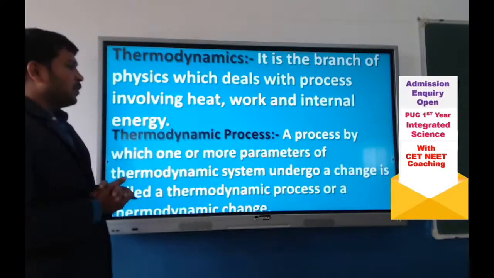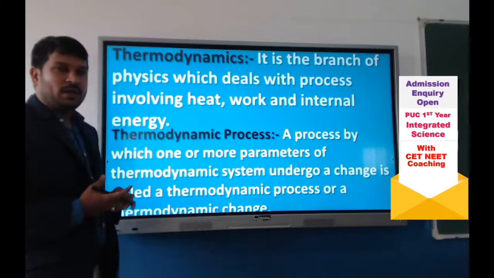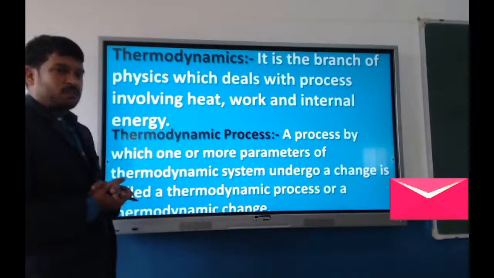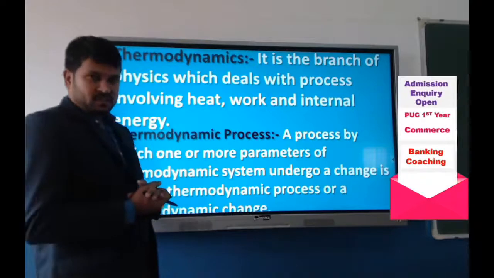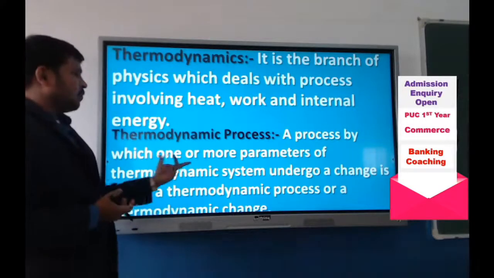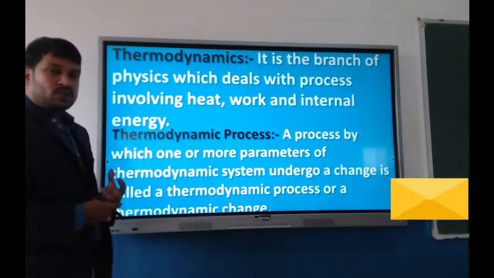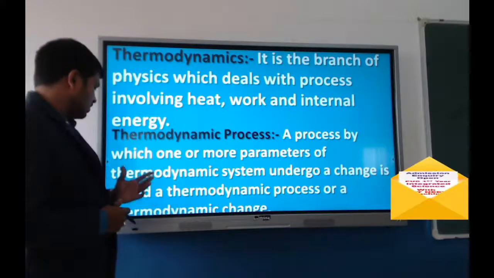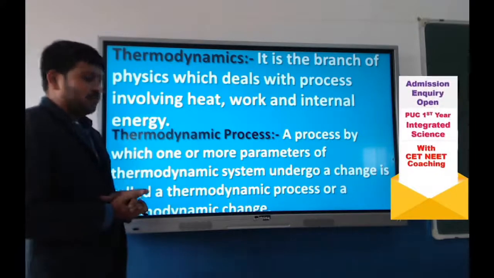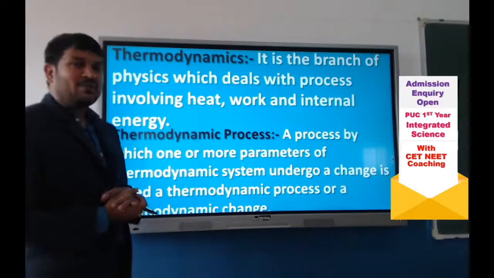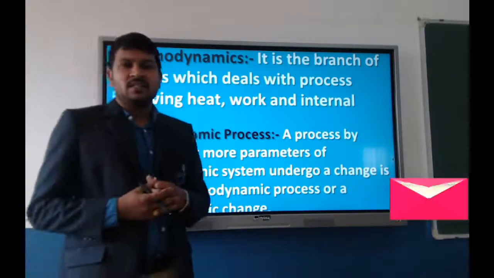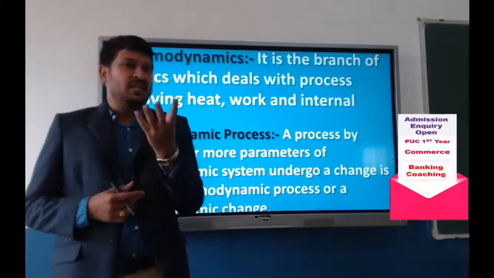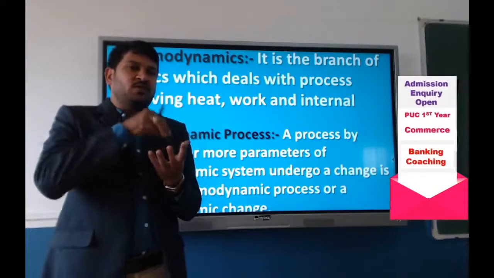Next one, thermodynamic processes. What are thermodynamic processes? A process by which one or more parameters of a thermodynamic system undergo changes is called a thermodynamic process. What is the meaning of this? An example I will give. I'll consider a container filled with water.